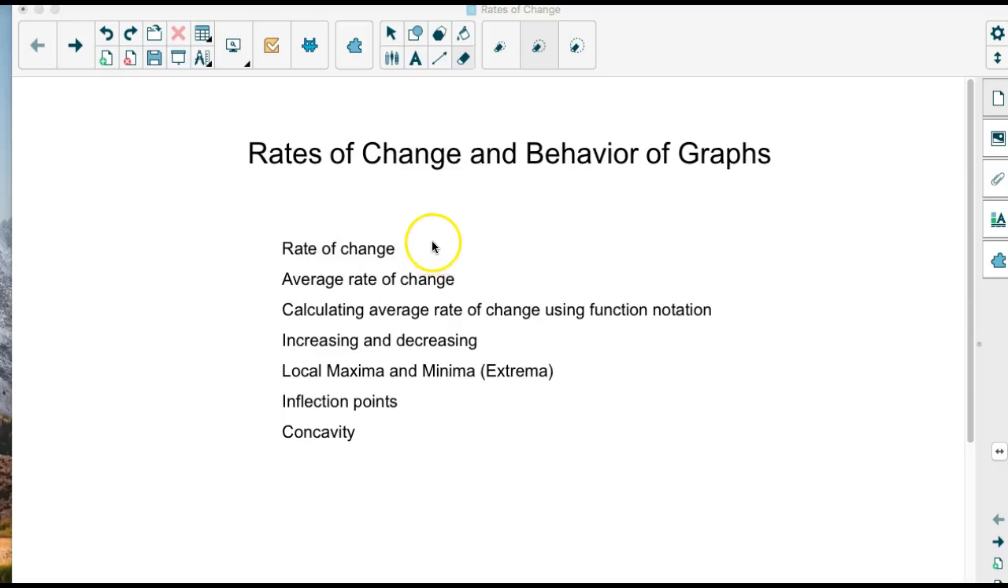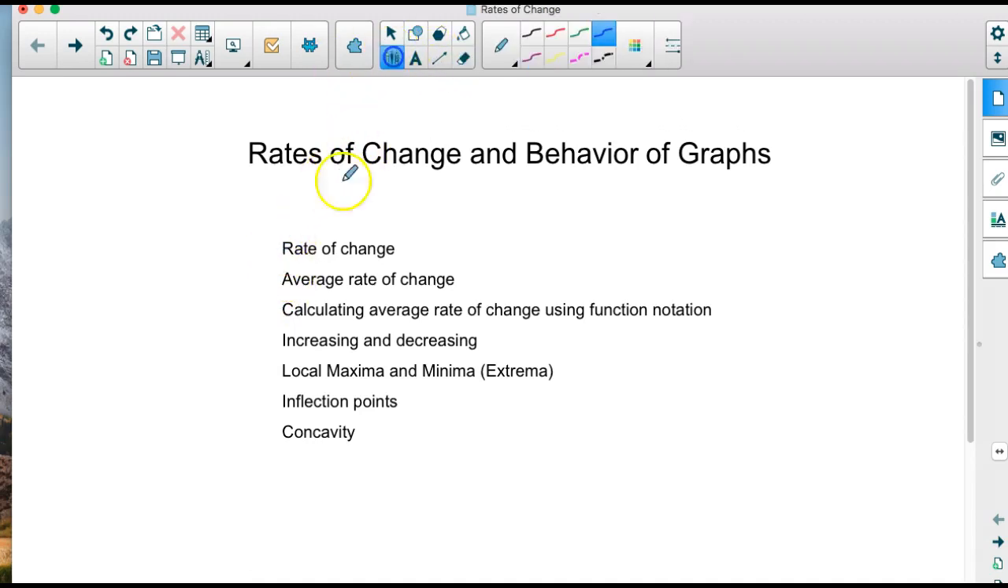Hello, and in this video we're going to do rates of change and behaviors of graphs. In the rates of change area, we're going to look at rates of change: what is the definition, how to find an average rate of change from a chart or a graph, and how to calculate it using function notation. That's what we're going to do with rates of change.